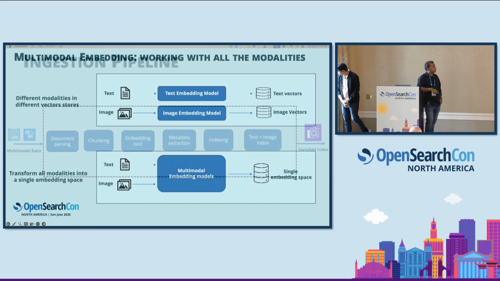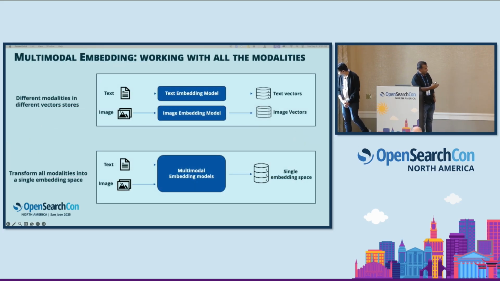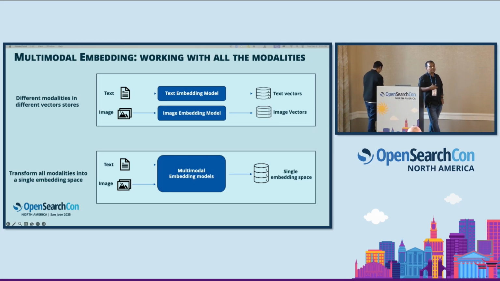Okay. So multimodal embedding, right? When we do the ingestion, we decided to work with image and text multimodal data. Historically, before the multimodal embedding models were there, people used multiple vector stores to store the text embeddings and then the image embeddings, and then they do the post-processing to combine the embedding space.